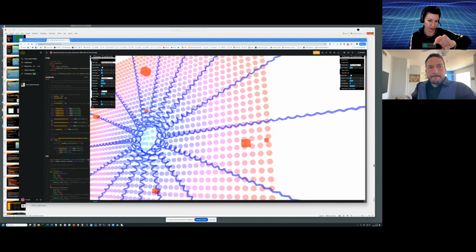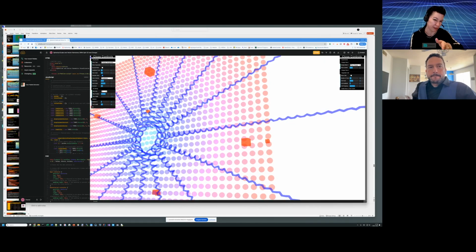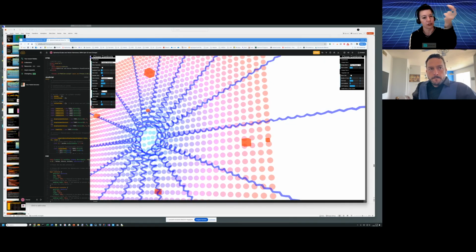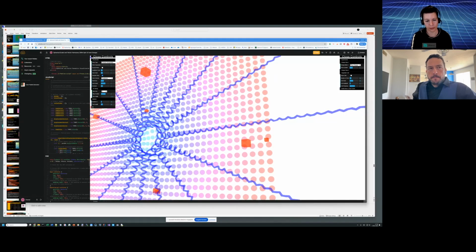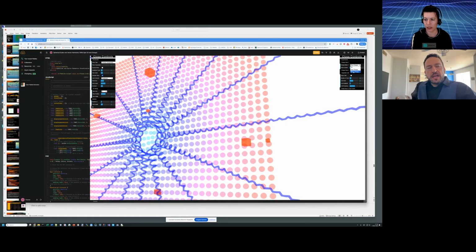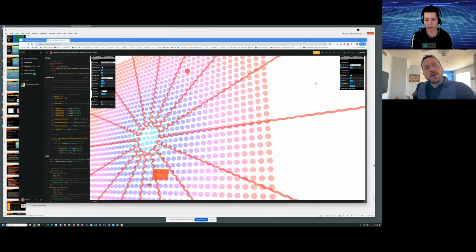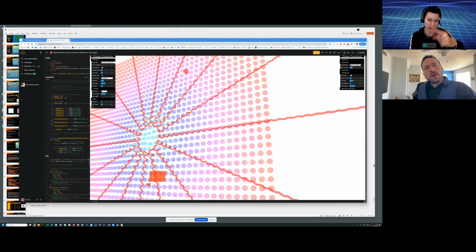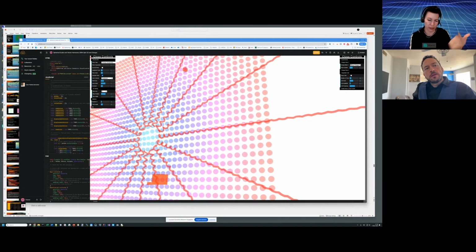So if this is positive charge, then for the negative charge the motion will go the other direction. If I do minus charge, it's the same way, but I don't know if you can see it, the grid points move in the other direction, basically.